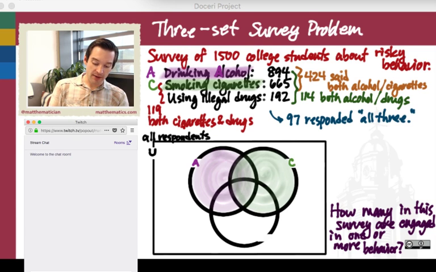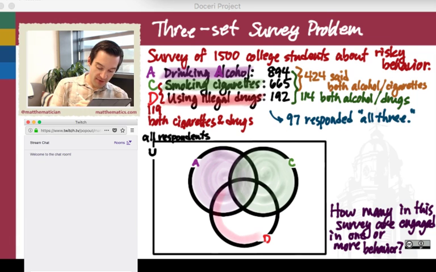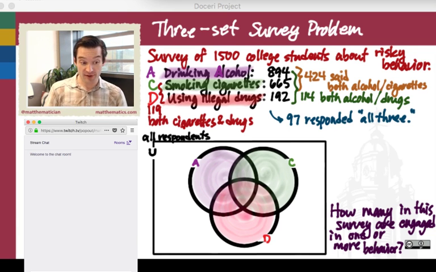And then last but not least, the set of respondents who said that they use illegal drugs. Highlight that in red. And let's call that set D. D for drugs. I'll shade that one in also. So here I have my three sets, and they're all set up as a Venn diagram, permitting a maximum amount of overlap between those three sets.